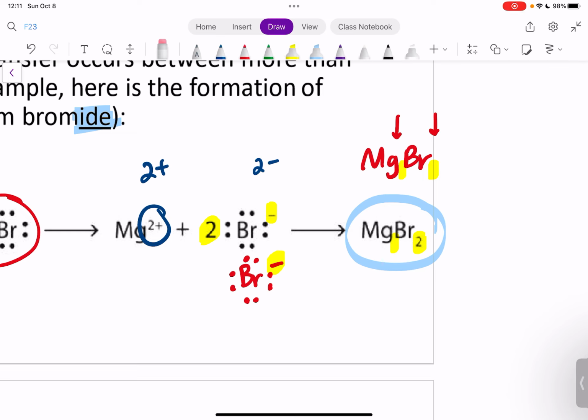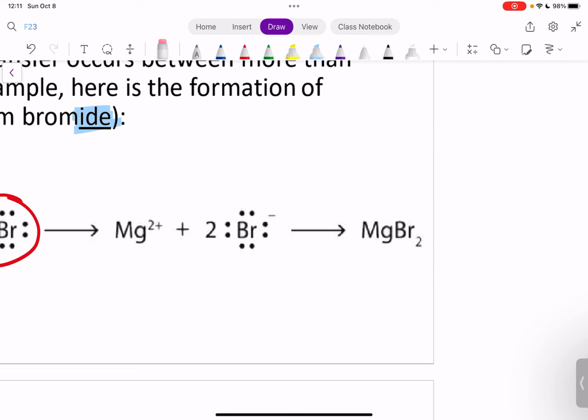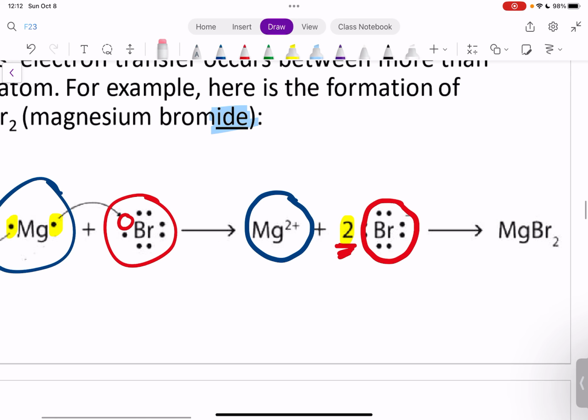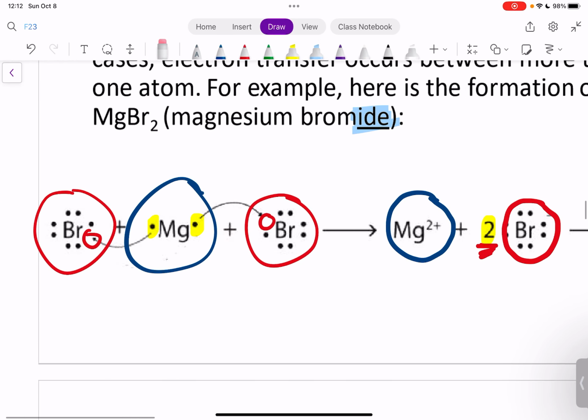So to recap, we've got 1 magnesium ion bonding with 2 bromide ions, and that's going to give our MgBr2, our new compound, which consists of 1 magnesium bonded to 2 bromines. And then remember, it's a neutral compound, so we don't write any charges there, right? Those charges have canceled out.